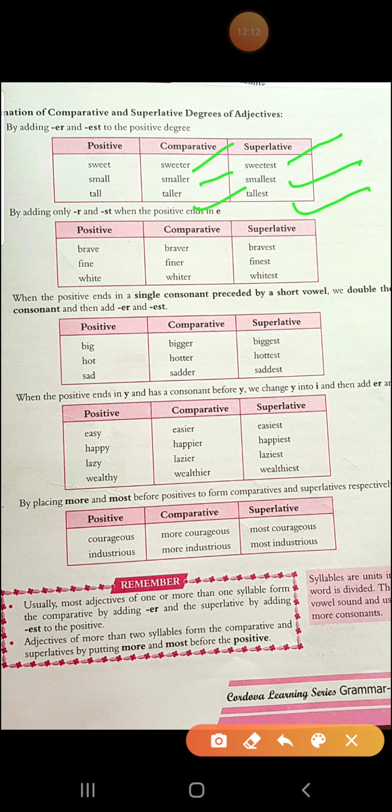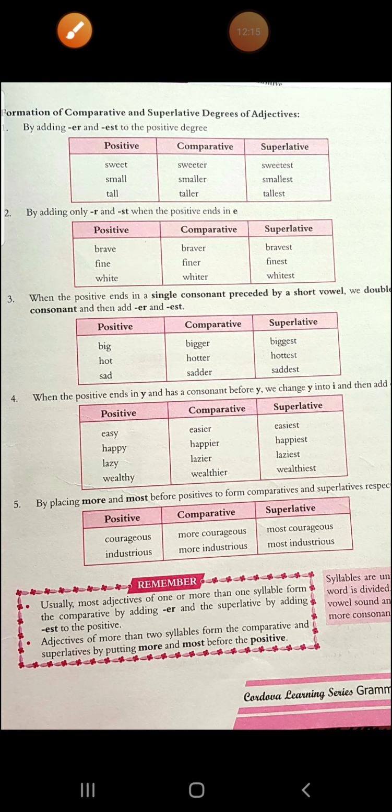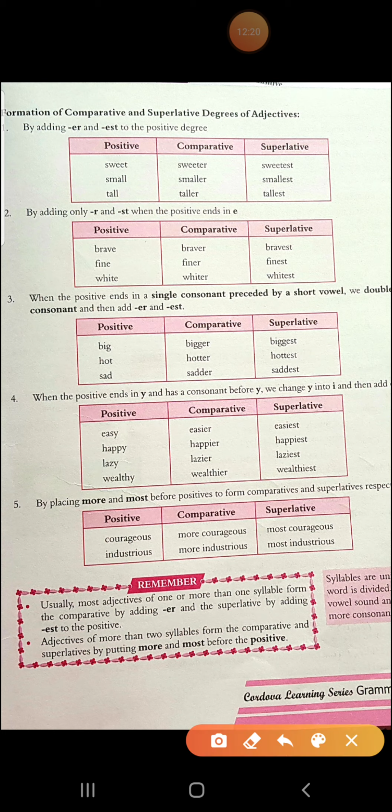Then how can we add? See, there are many forms by which we can make them comparative and superlative degree. Now see here, by adding only R and ST when the positive degree ends in E. Remember, when it is ending in E, we can just add R and ST. Like there's already E, so we don't need another ER and EST. We just need R and ST. So brave becomes braver, bravest. Fine becomes finer, finest. White becomes whiter, whitest.